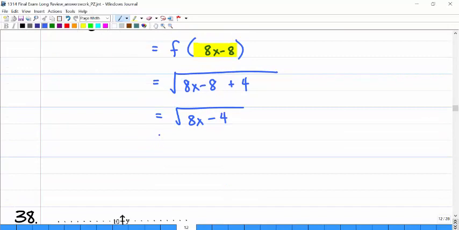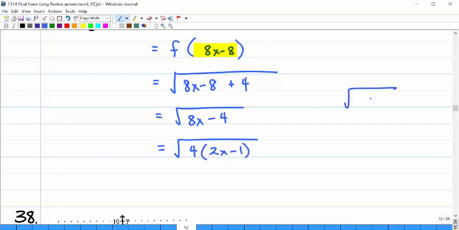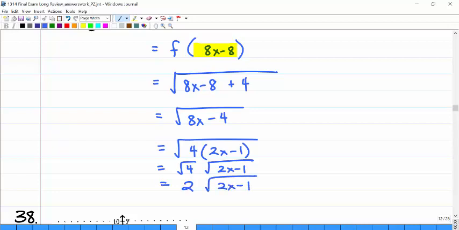And I notice that I can factor out a 4. So I get 4 times 2x minus 1. Now remember that the square root of a times b is equal to the square root of a times the square root of b. That's the rule I'm using here. So this is equal to the square root of 4 times the square root of 2x minus 1. So I get 2 times the square root of 2x minus 1.